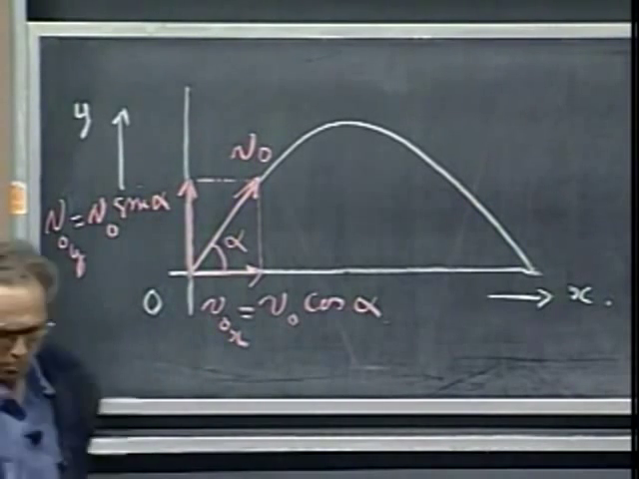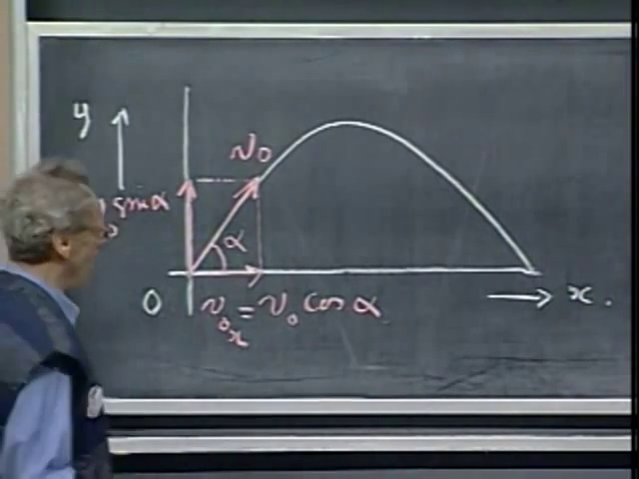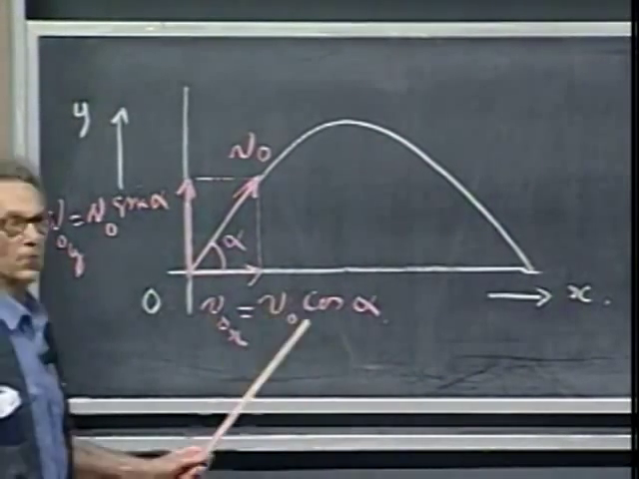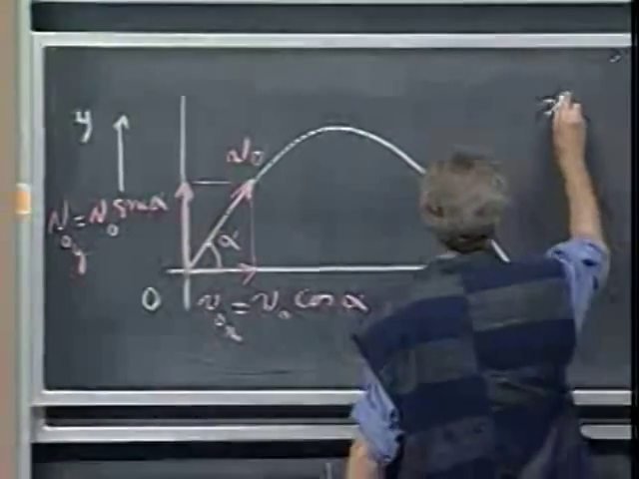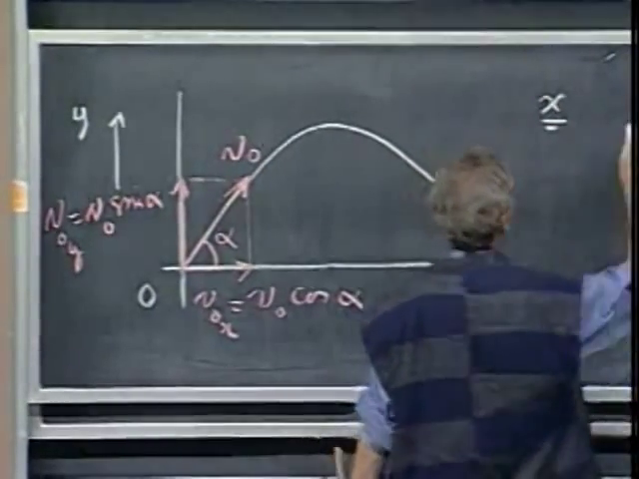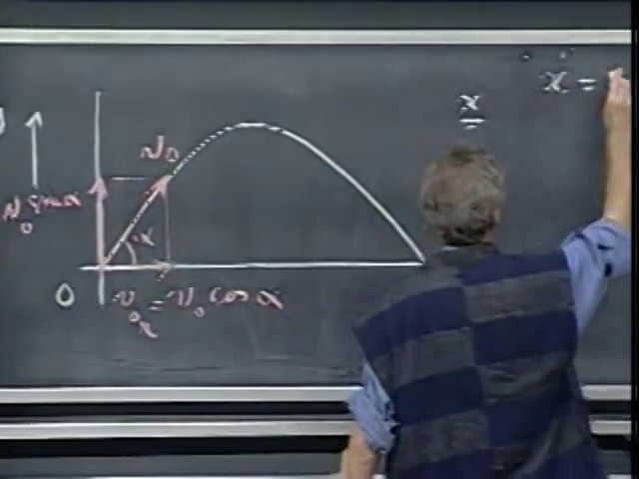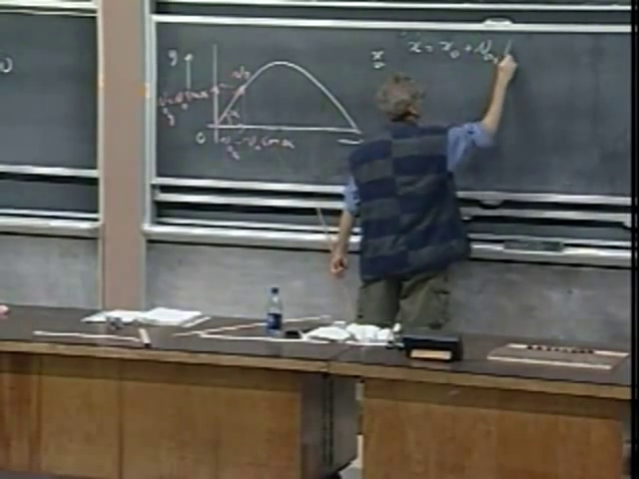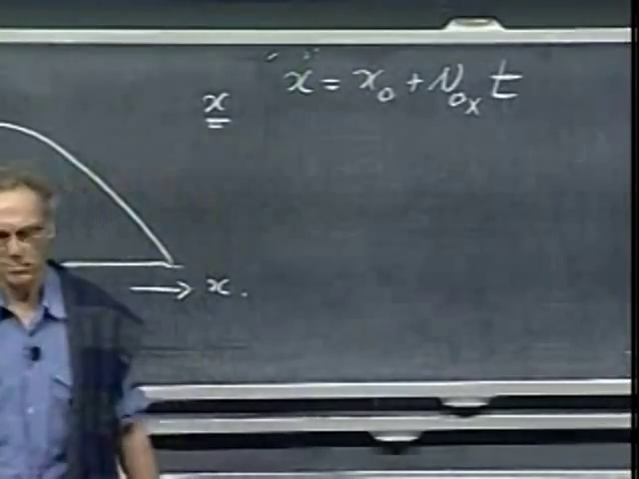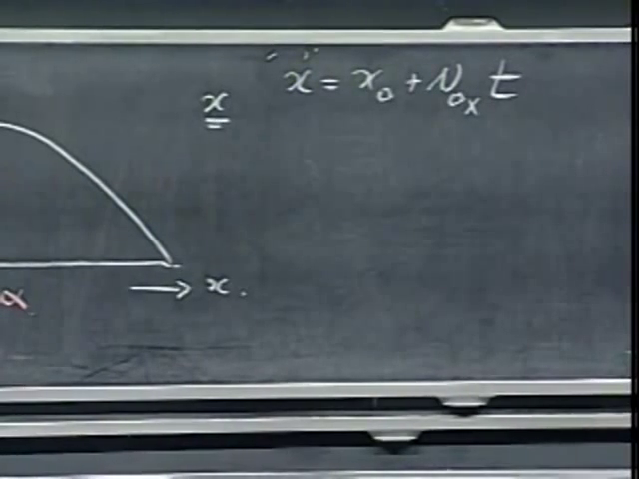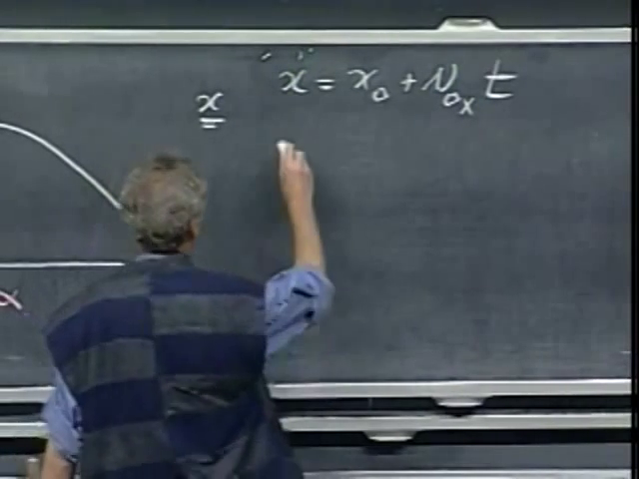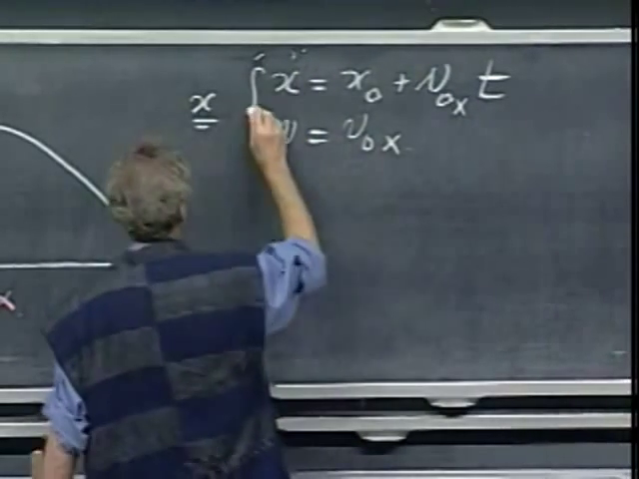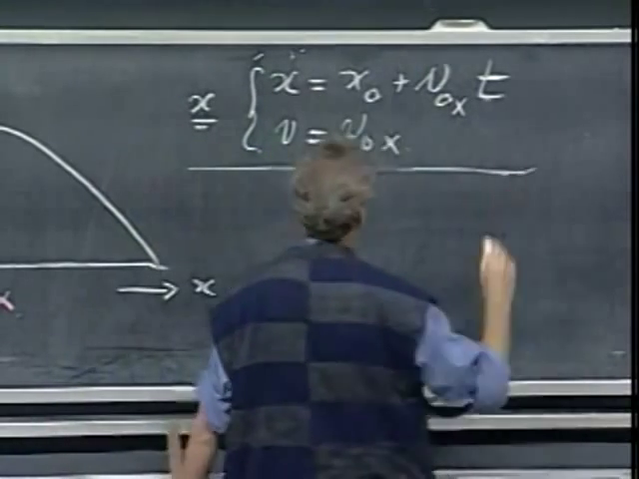And now I have to know how the object moves in the x direction as a function of time and how it behaves as a function of time in the y direction. So here come the equations for the x direction. x as a function of time equals x0 plus v0x times t. That's all. There is no acceleration. The velocity in the x direction as a function of time is simply v0x. It never changes. So that's the x direction.